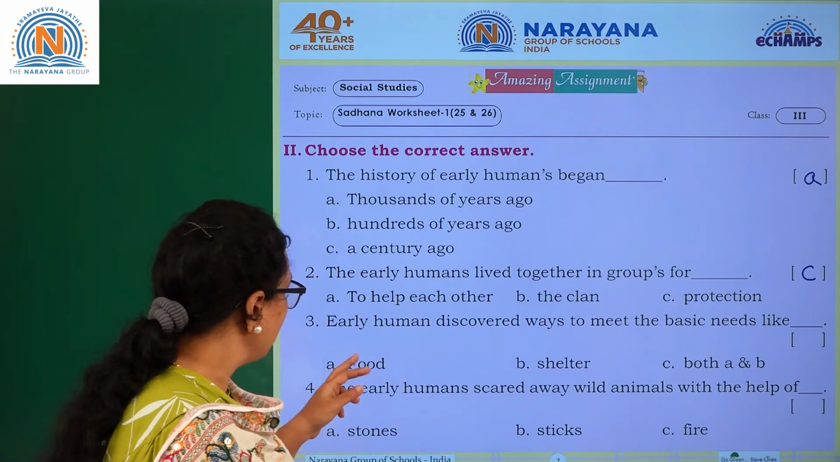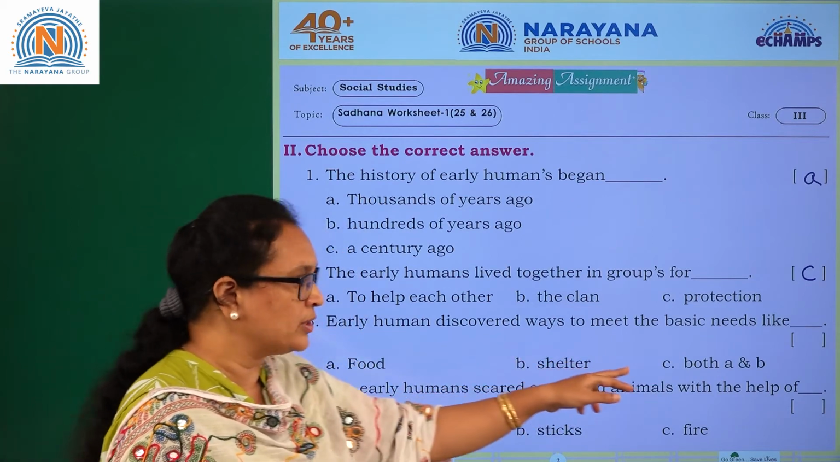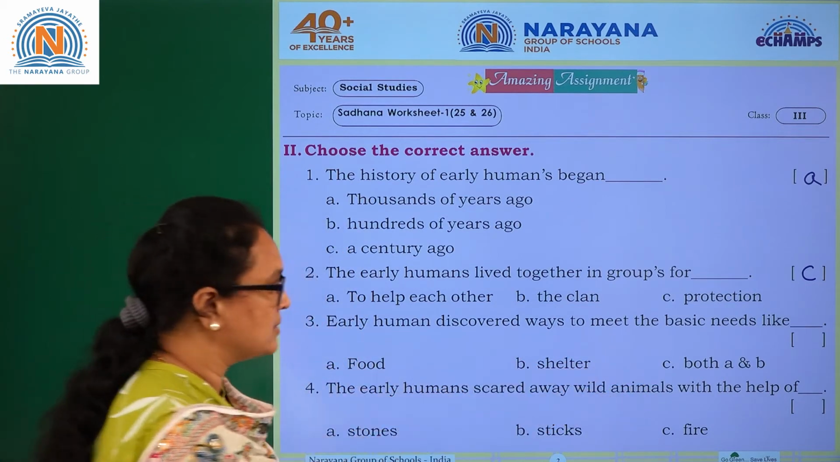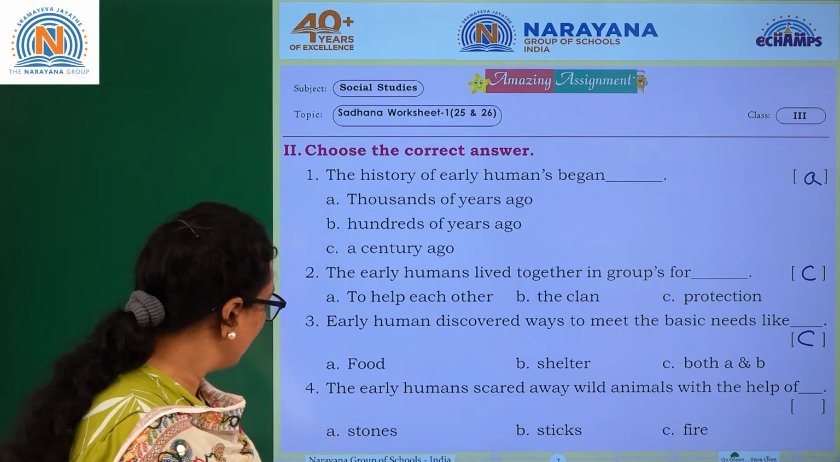So let's see the options. Food, shelter and both A and B. So I go for both A and B. So definitely these both are the basic needs. C is the answer. C is the answer. Let's go for the fourth one.